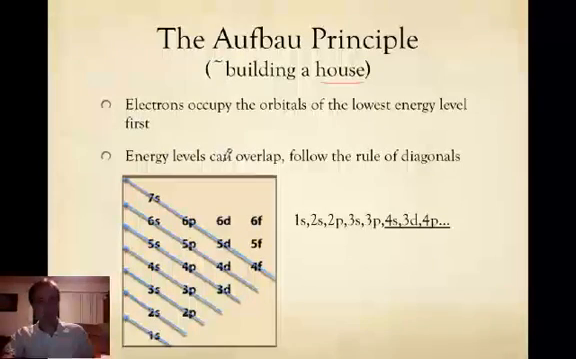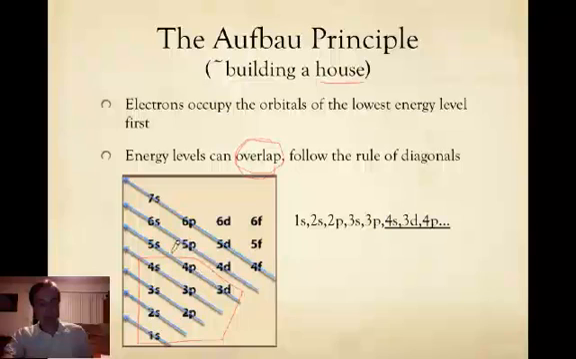Now, there's a catch to this. If you remember last video, as we get further away from the nucleus, the energy levels start to get closer and closer to each other. And so what happens is we eventually get a little bit of overlap. So it creates an exception in the order that we would normally memorize. You need to know this section right here.